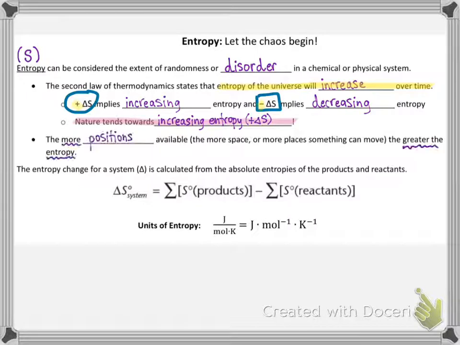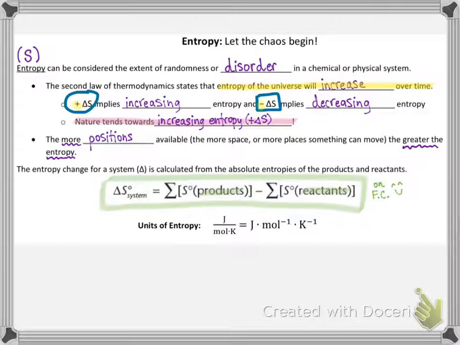There's an equation that allows you to calculate the entropy change for a system, and it should look pretty familiar. It's very similar to how we calculate delta H. Delta S is calculated by taking the entropy of the products and subtracting the entropy of the reactants. And this equation is given on the formula chart.